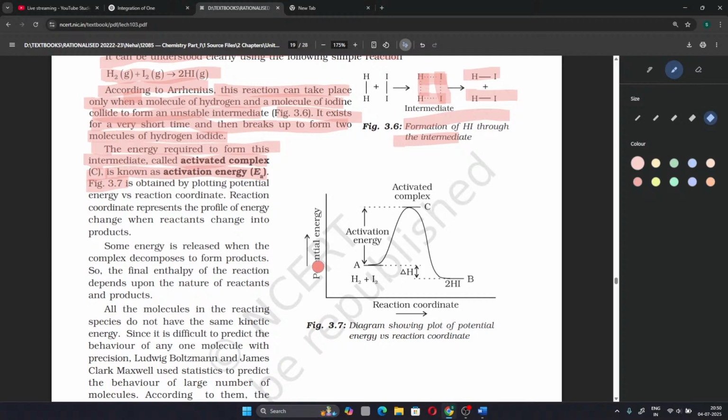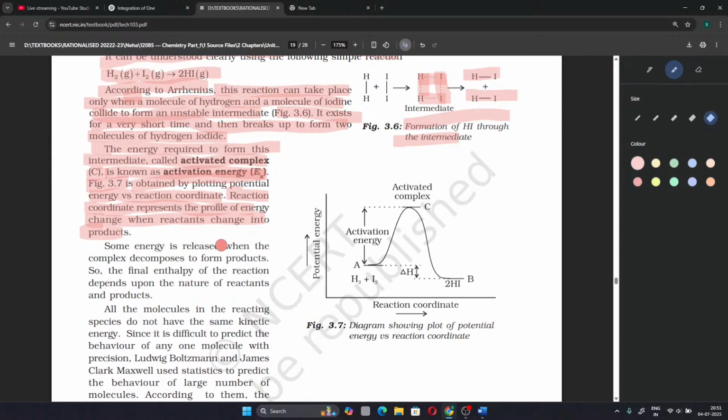And figure 3.7, obtained by plotting potential energy. Let's read first. Obtained by potential energy versus reaction coordinate. Reaction coordinate represents the profile of energy change when reactants change into products. Reaction coordinate means the change in energy when the reactants are converted into products.